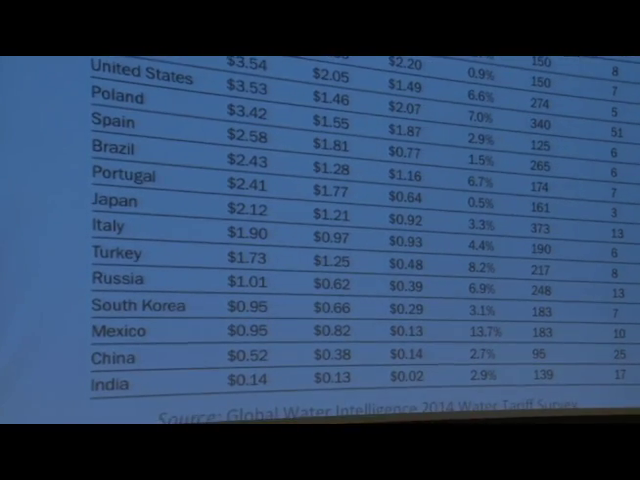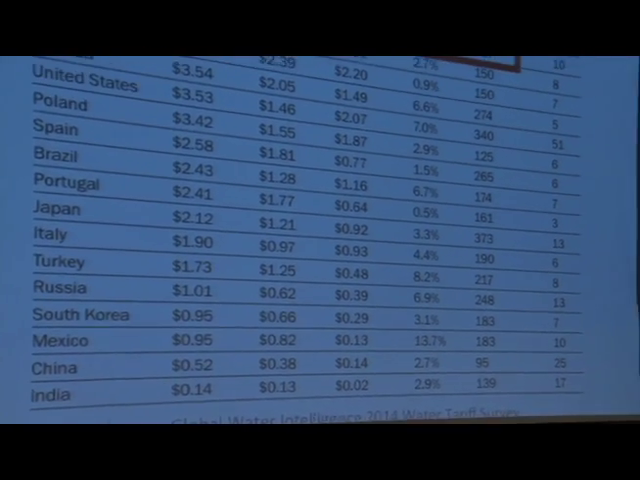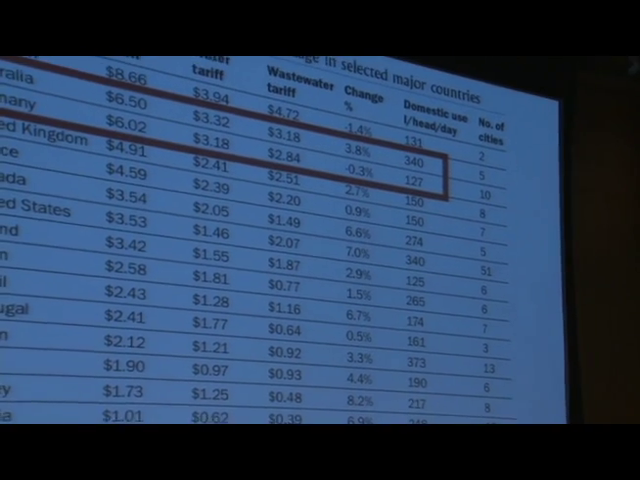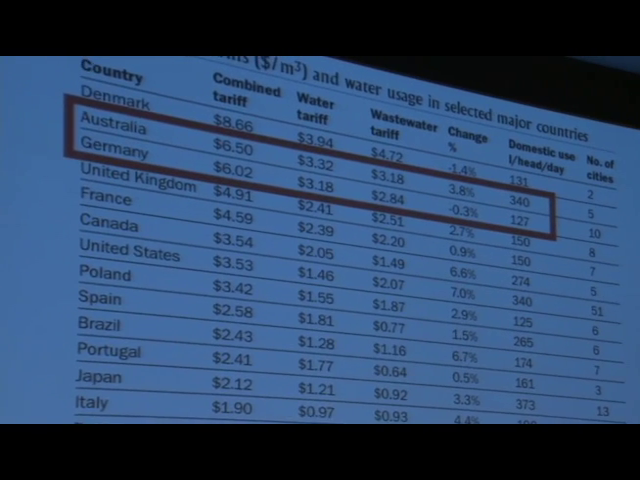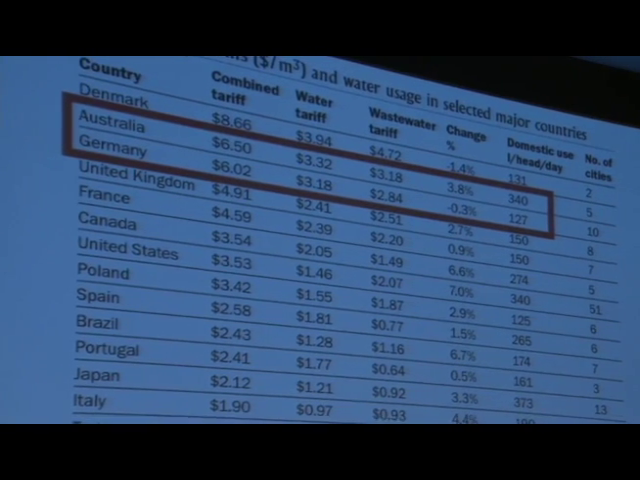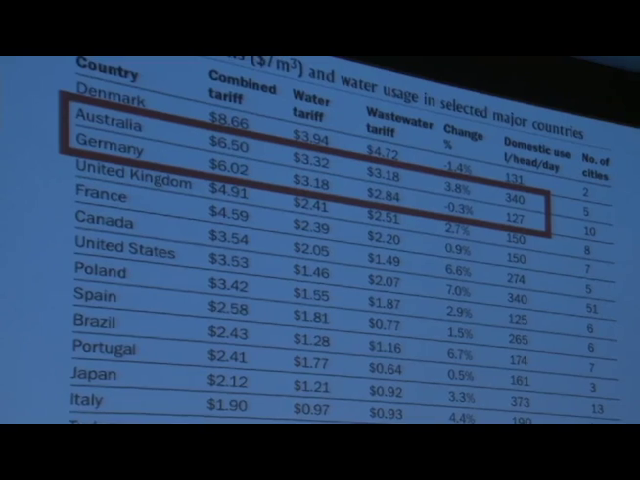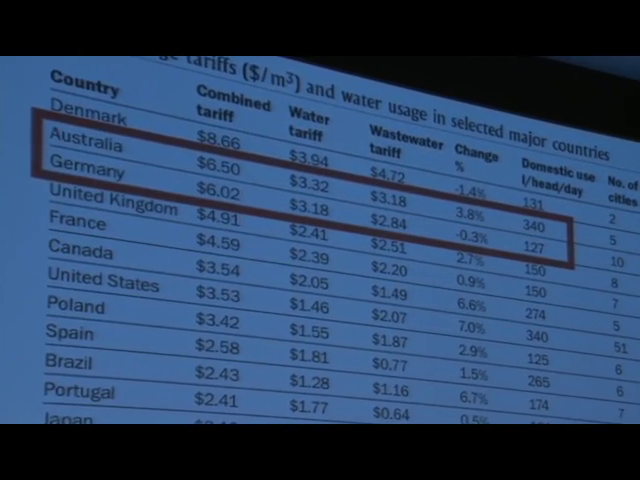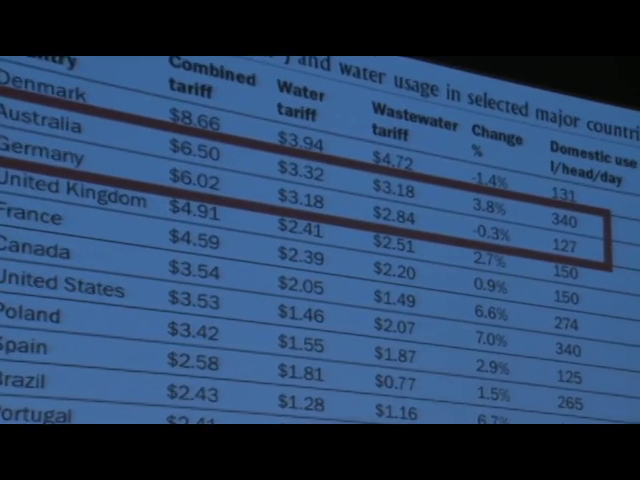And let me just make a couple of comparisons. This is Australia and Germany. Price of water is about the same. The per capita consumption differs by more than a factor of 2. It doesn't seem that the price, at least at this resolution, at this granularity, explains the difference in consumption.